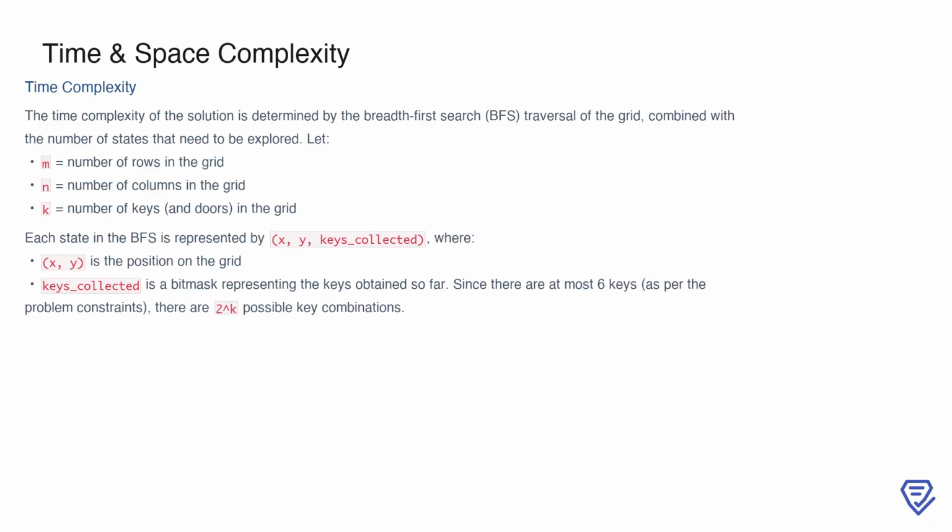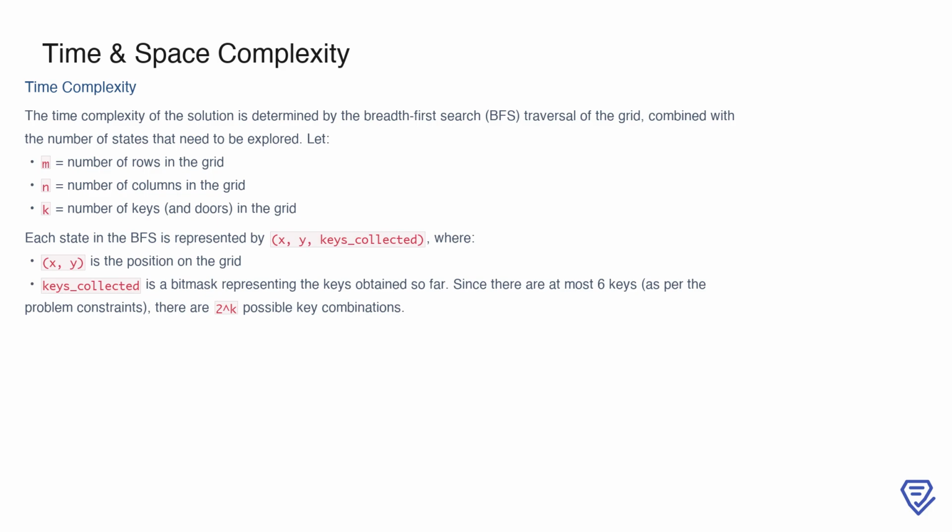To understand this, let's define some variables. M represents the number of rows, N is the number of columns, and K is the total number of keys and doors on the grid. Now, each state in the BFS is represented as a combination of 3 elements: the current position, denoted by coordinates x and y, and the keys collected so far, represented as a bit mask. This bit mask helps us keep track of which keys have been collected.